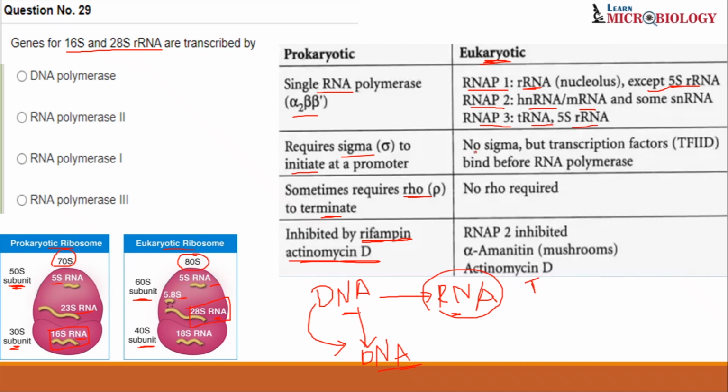Let's now understand, in eukaryotes you don't have any sigma factors, but there are certain transcription factors which bind to RNA polymerase and initiate transcription, while there are no rho molecules for the termination of transcription. Similarly, RNA polymerase 2, which is very important for the transcription of mRNA, is inhibited by alpha amanitin, which is present in mushrooms, and actinomycin D. There are various questions asked about amanitin and actinomycin D, which inhibit RNA polymerase 2. So we have our answer, that is, rRNA is synthesized or transcribed by RNA polymerase 1.